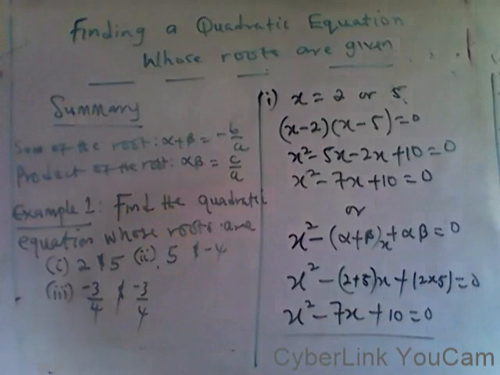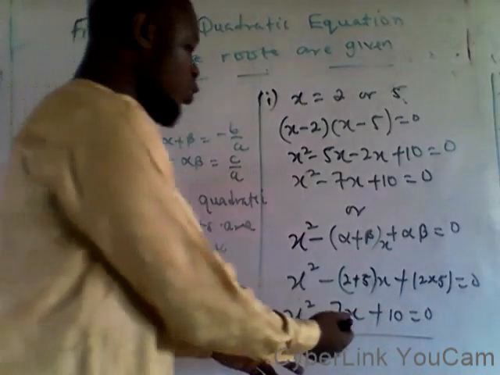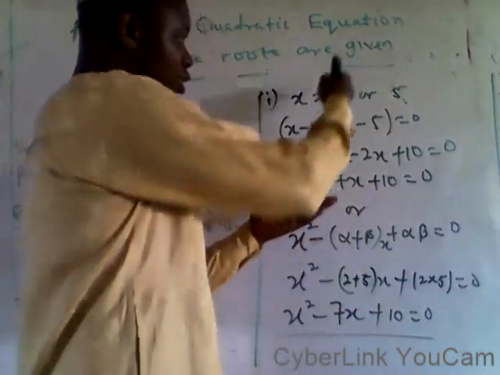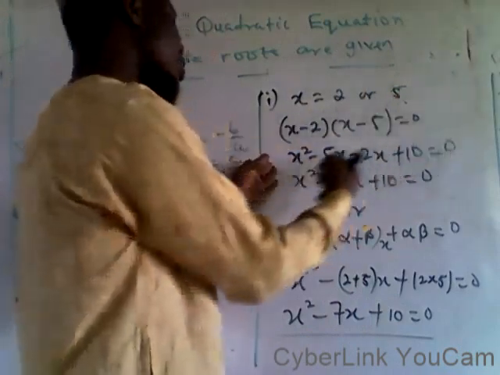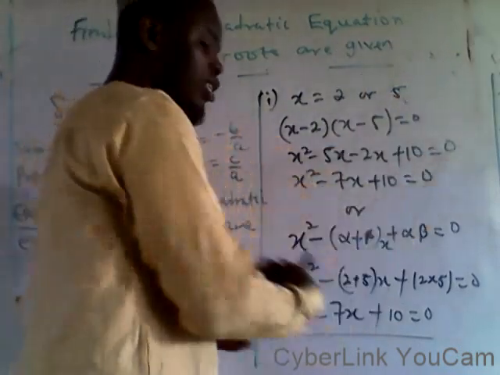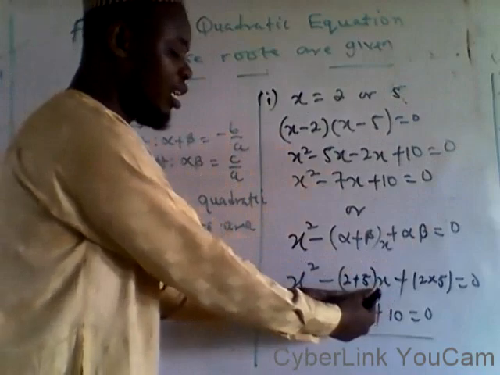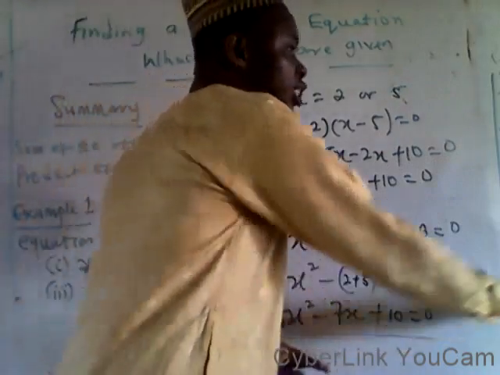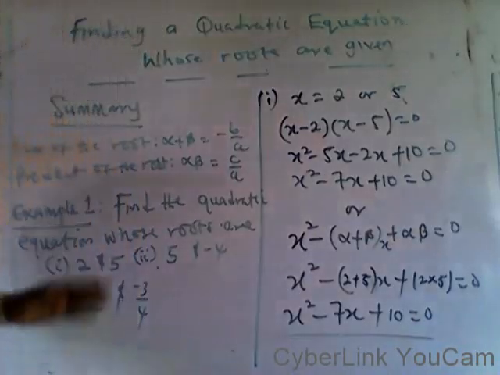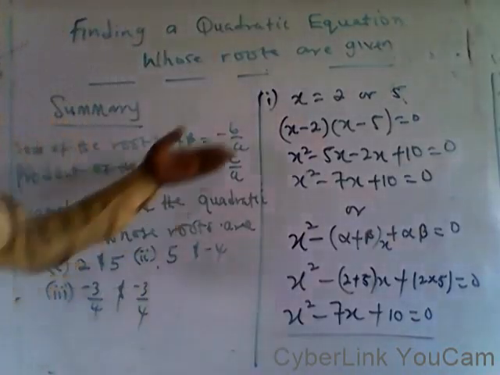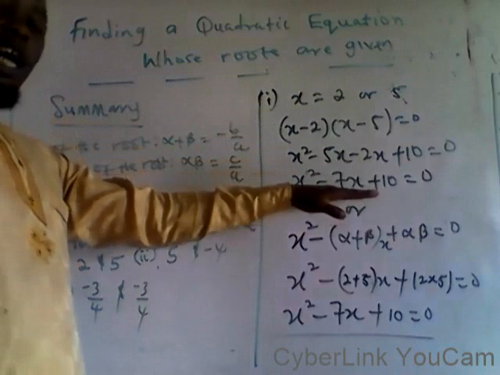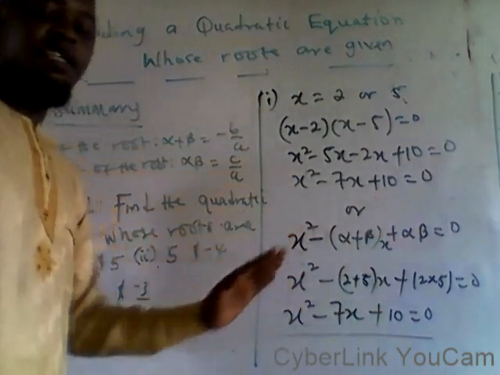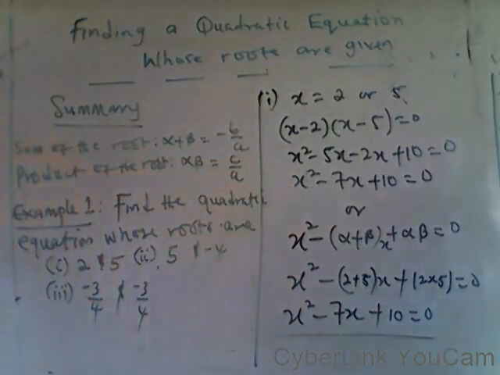So you still get the same answer. But this one appears to be quicker than this. No, you still have to open the bracket to multiply. But you don't need to do that under this method. Just add the roots together, multiply them together, and you get your answer. So when you have an equation like this, you can solve it either like this or like this. You still get the same answer.